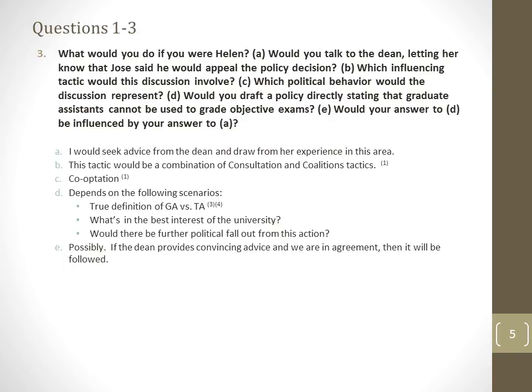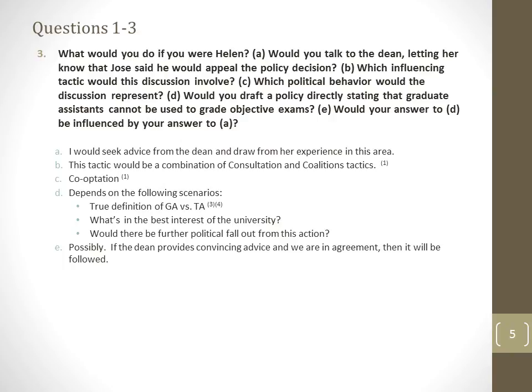because the dean has been there for a longer duration and is more aware of what the rights are and possibly give some really good advice as to what would be the best move. Of course, I wouldn't ask the dean to make the decision for me, but at least to inform me as to what are the best paths to go forward in order to do what is right for the university and for the department. Part B of the question, which influencing tactic would this discussion involve?